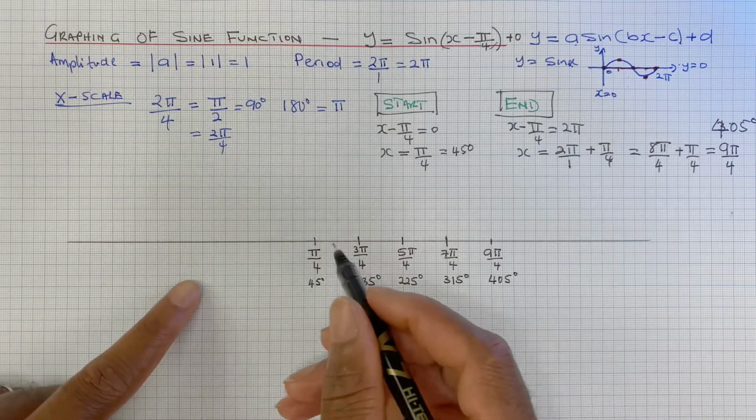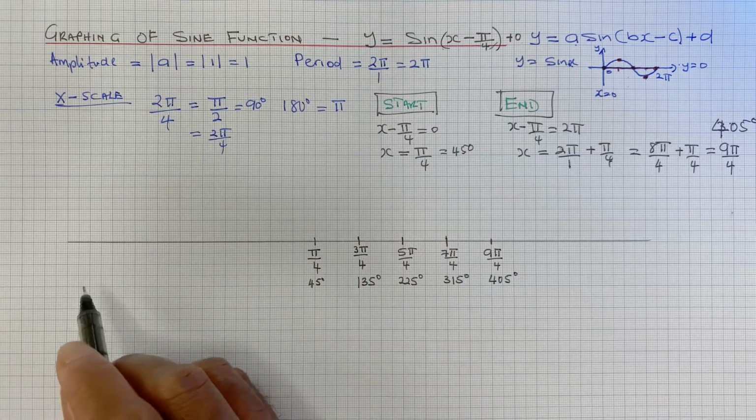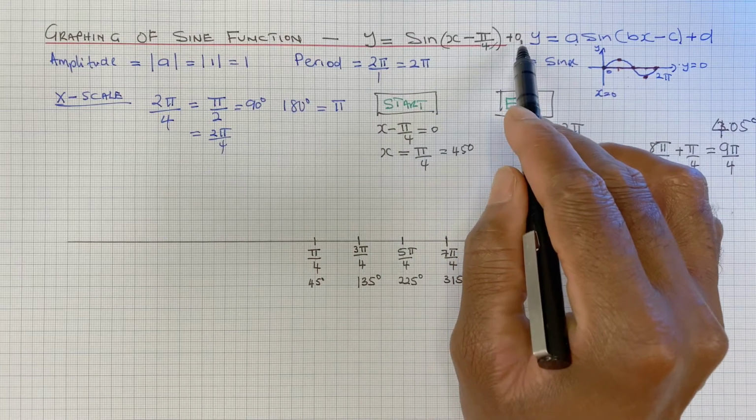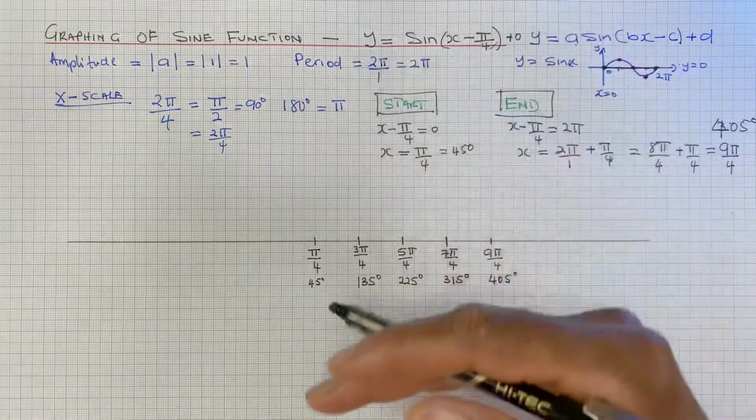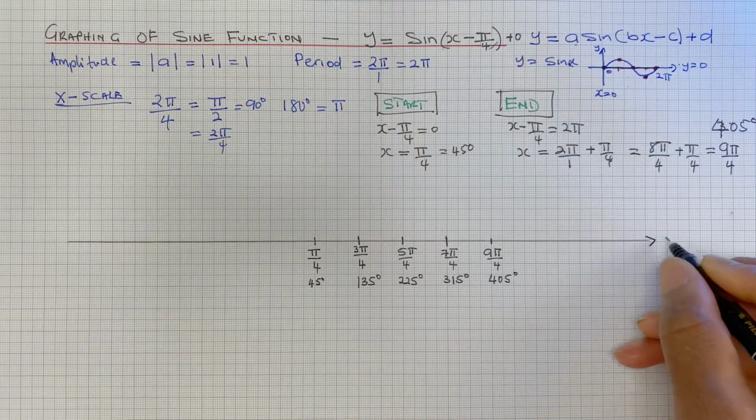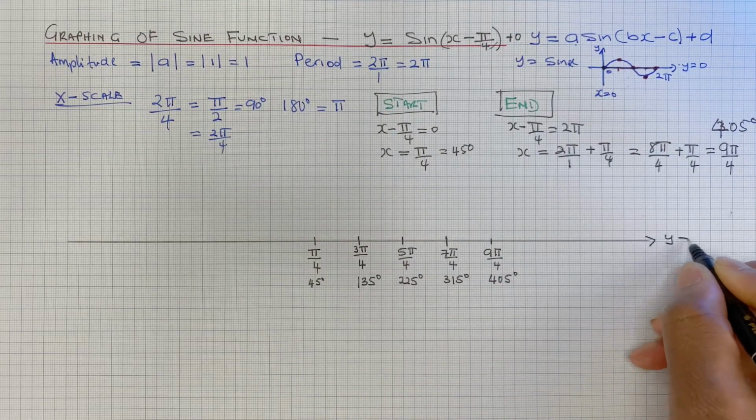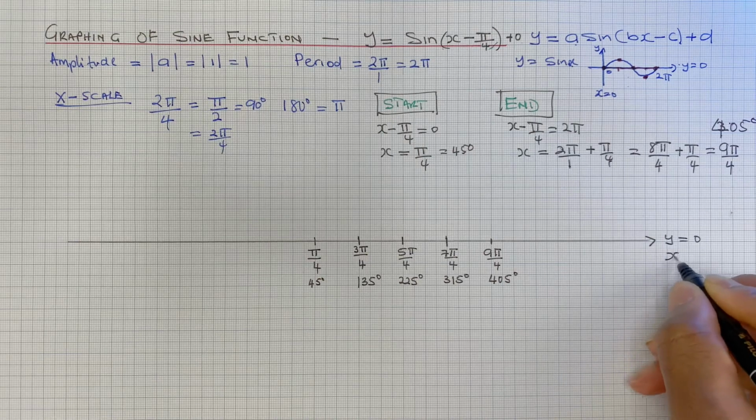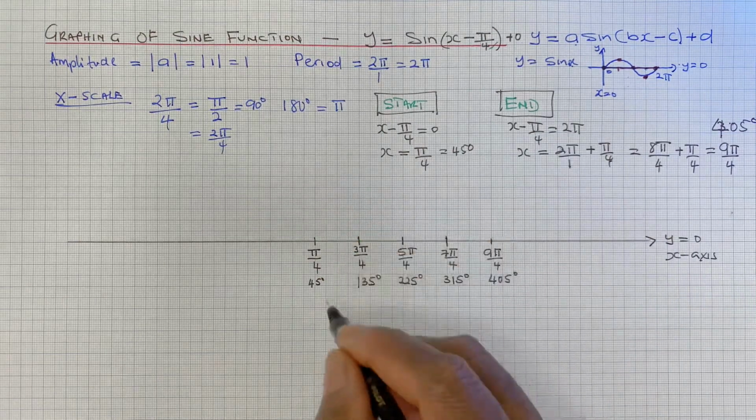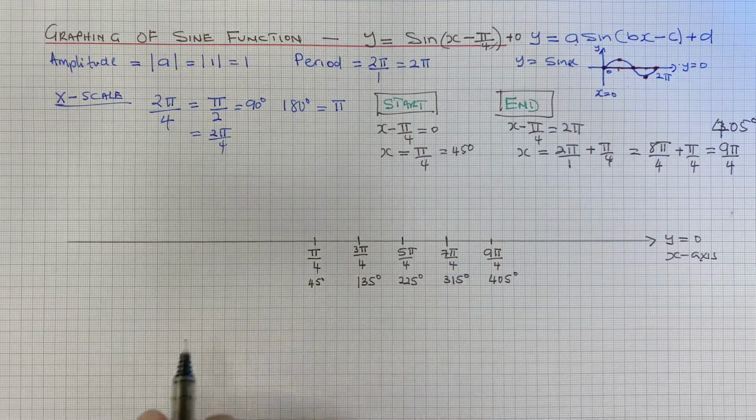Now we need to work to the negative side as well. Don't forget that the graph D is 0. So we're not going to raise the graph, translate it up or down. It's going to be at the line where y equals 0 here, and that's the x-axis. We haven't drawn the y-axis yet, so we'll do that in a minute.